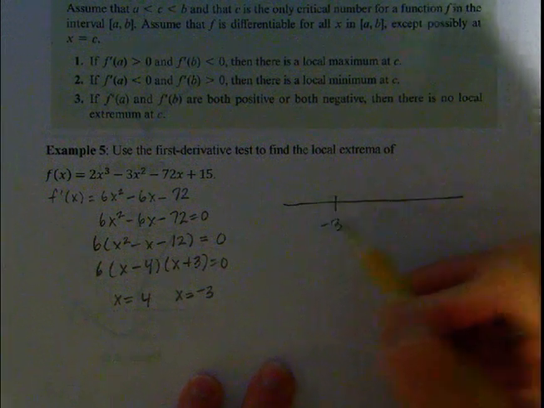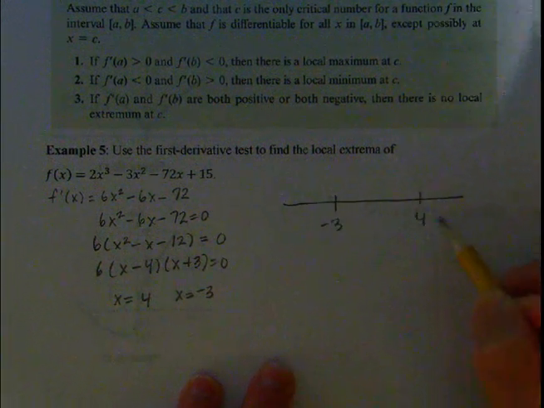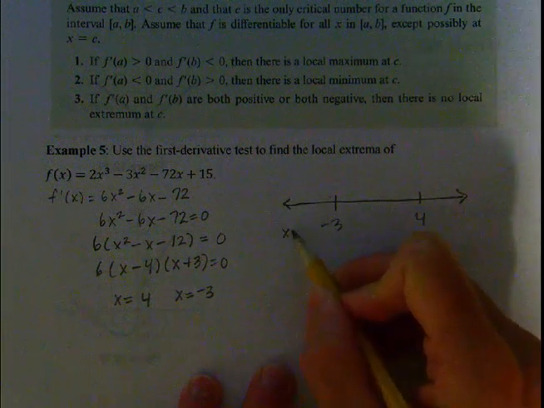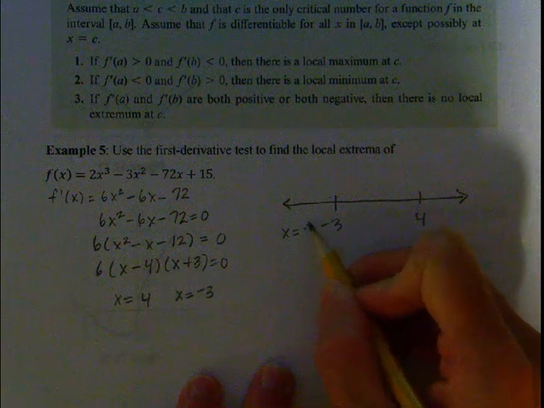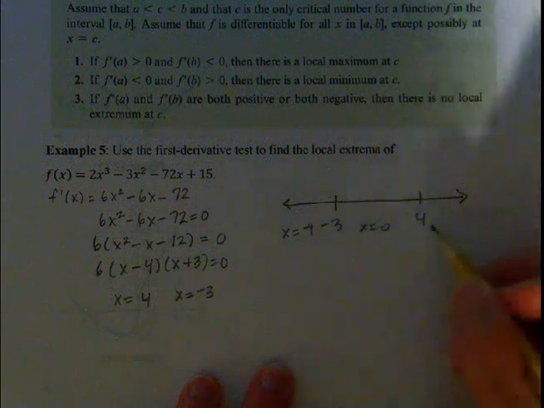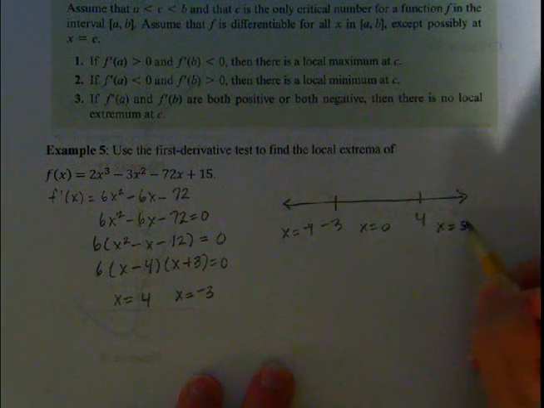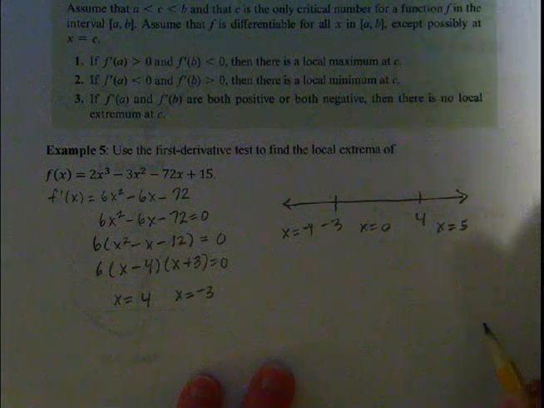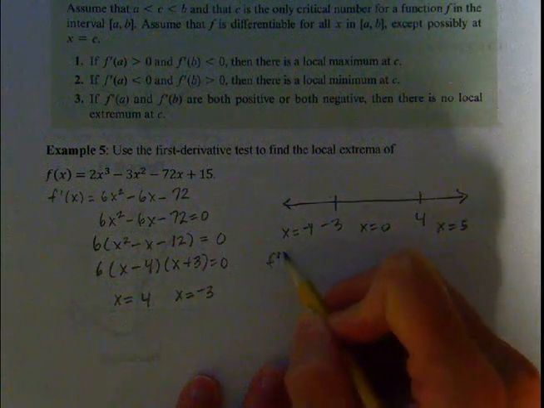So that's our critical values. So we have negative 3 over here, 4 over here. And we're going to test a value over here, let's say negative 4. Let's test 0 in the middle because that's a nice easy number to work with. And then test a number on the other side, which is 5. Now you can pick different values to test, and that's absolutely fine. Just pick something you want to work with.